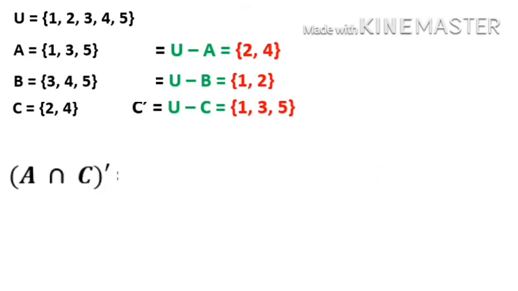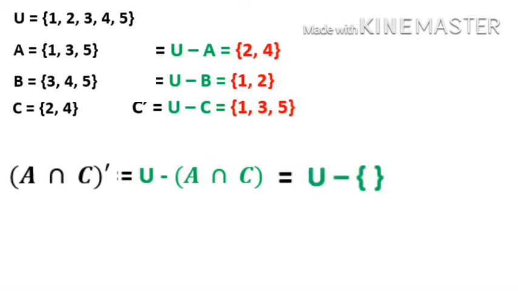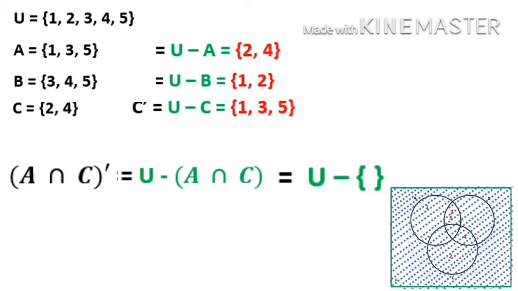How about the quantity of A intersection C complement? Again, this is just equal to the universal minus A intersection C. What is A intersection C? Naa bay common si A ug C? Wala. Since wala, it is null set. And then, universal minus null set, that's just equal to the universal, which is 1, 2, 3, 4, and 5.